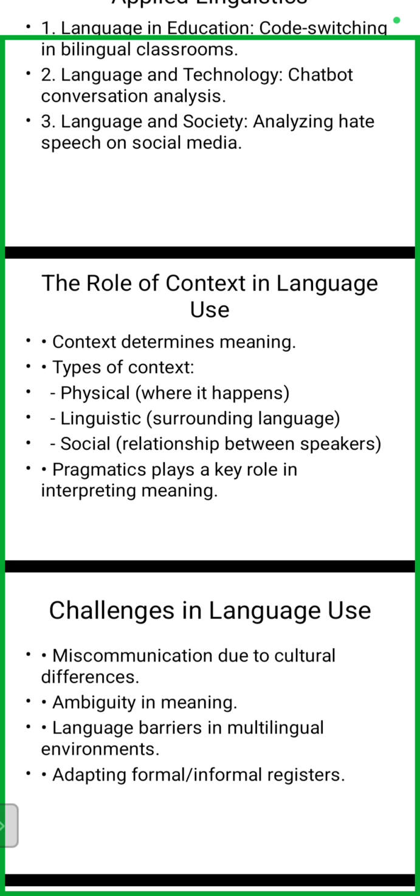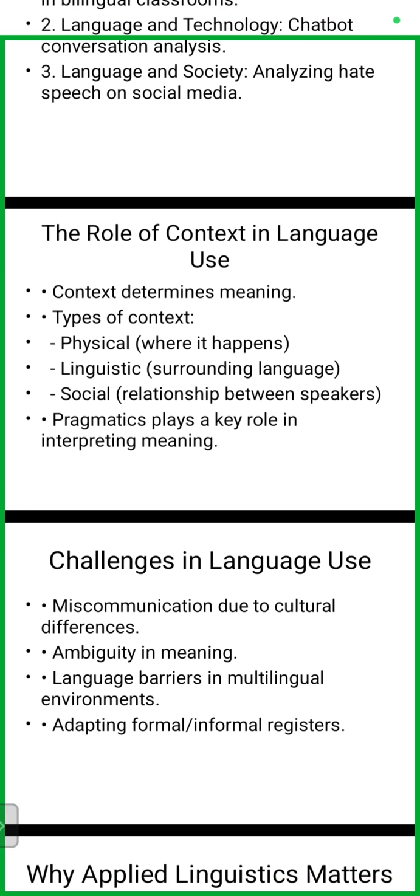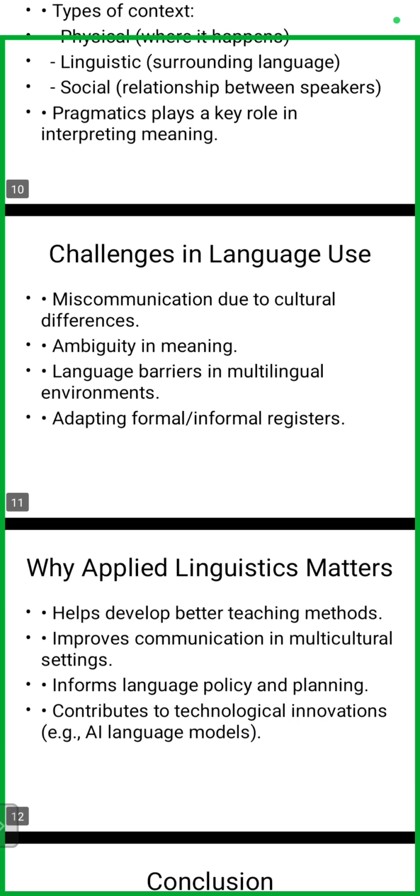Next topic is the role of context in language use. Context determines meaning. Types of context: physical, or where it happens, linguistic, surrounding language, social, relationship between speakers, and the last one is pragmatics, which plays a key role in interpreting meaning.